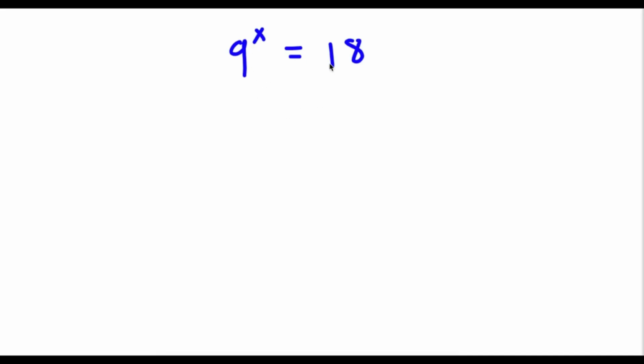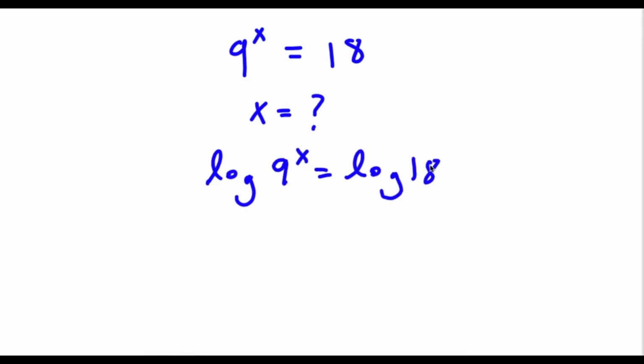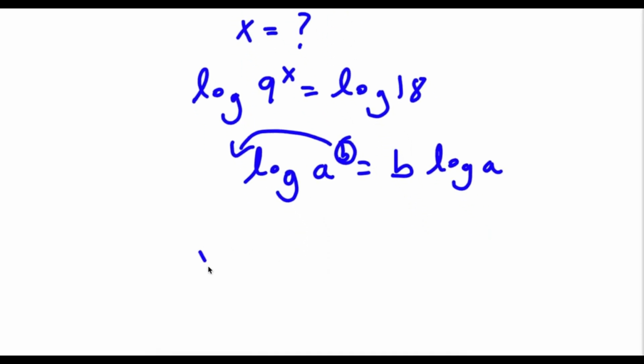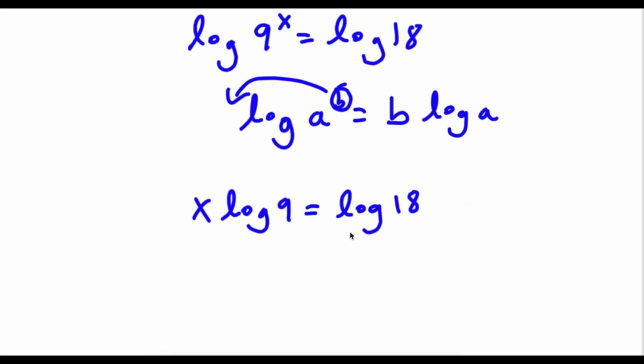So I have 9 to the power of x is equal to 18, and I want to find the value of x. So the first thing I'm going to do is take the log on both sides. So now I have log 9 to the power of x is equal to log 18. And now, if I have something in the form log a to the power of b, I can move this exponent of b to the front of the logarithm. So this would equal b times log a. So now I have x times log 9 is equal to log 18.